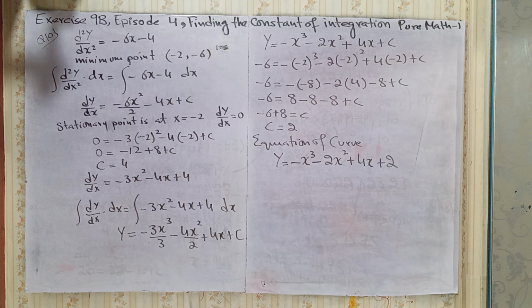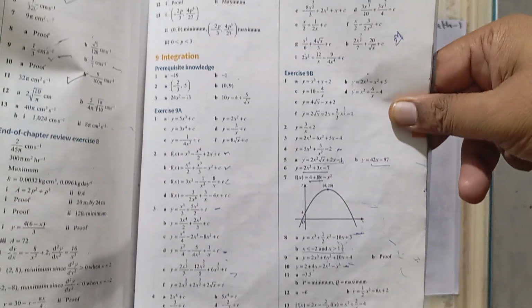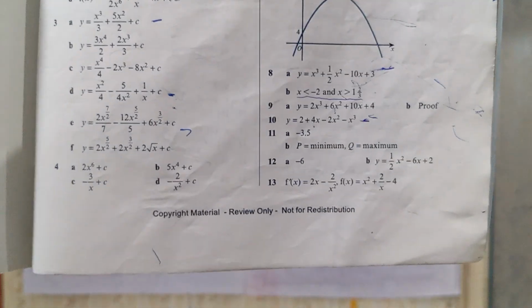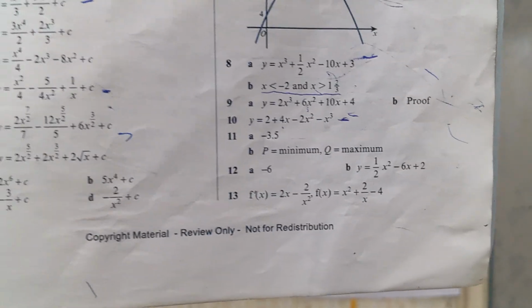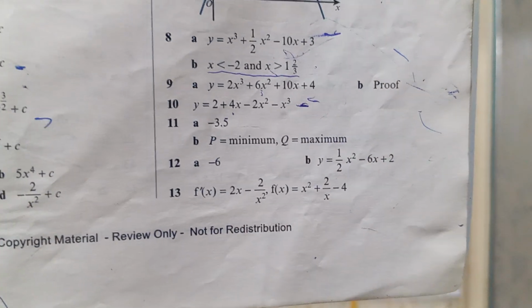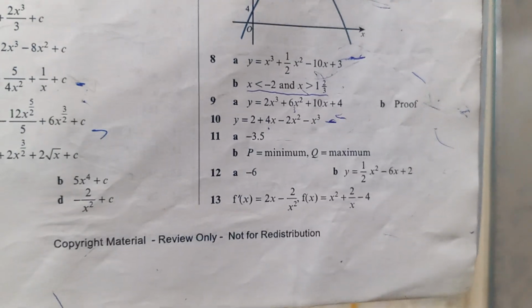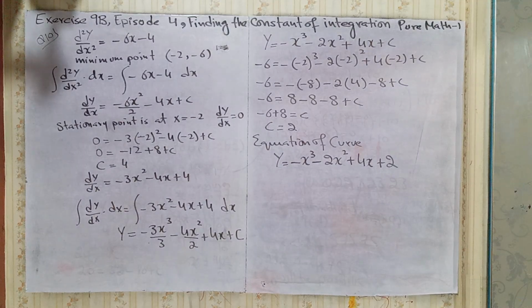So let me show you the answers. This is exercise 9b, and here we go. Question number 10's answer, you can see, is minus x cubed minus 2x squared plus 4x plus 2. The same is the answer here. So I hope that you have understood how to do question number 10.